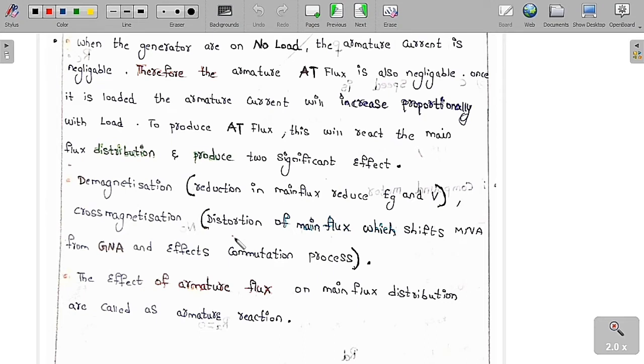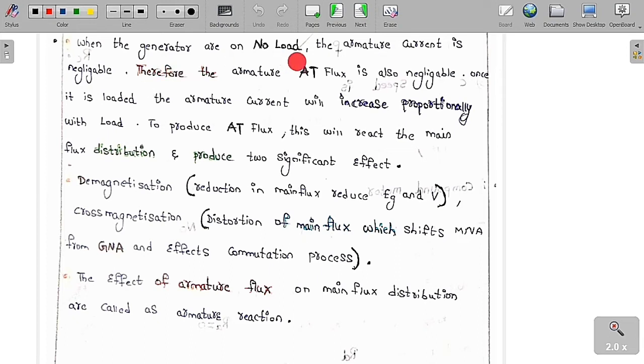These are the things that you always need to be careful about. Because of armature reaction, two things happen. One is demagnetization, meaning the overall flux decreases, so EG decreases and V decreases. Cross magnetization means it distorts the main field flux, so the MNA shifts from the GNA, and this affects the commutation process. This is the point you always need to remember.